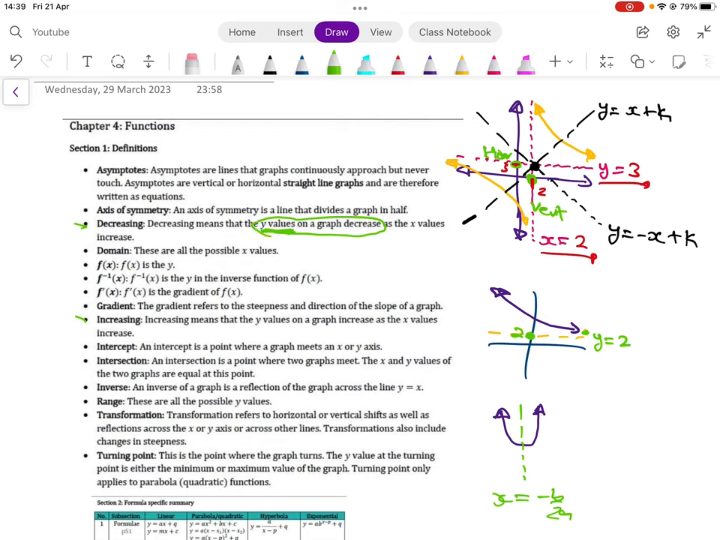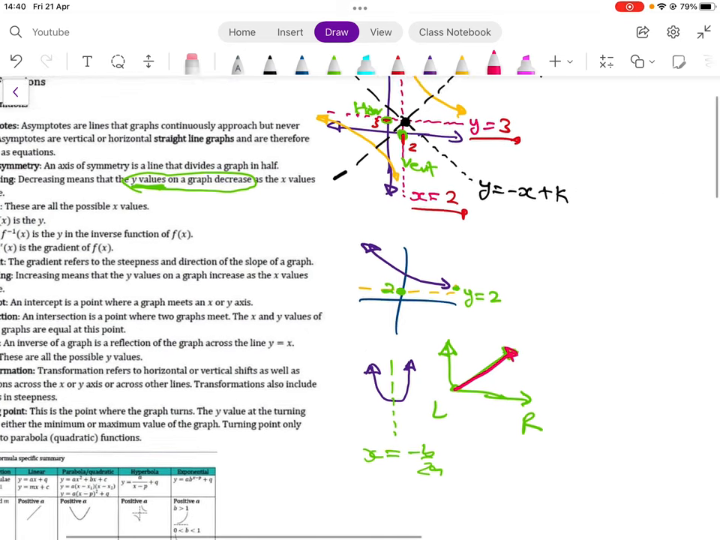So if we can look at a straight line like this, okay, if I can just put a straight line like this, you can see that as you move from left to right, the y values are increasing on the straight line, as well as the x values are increasing. So that is an increasing function.